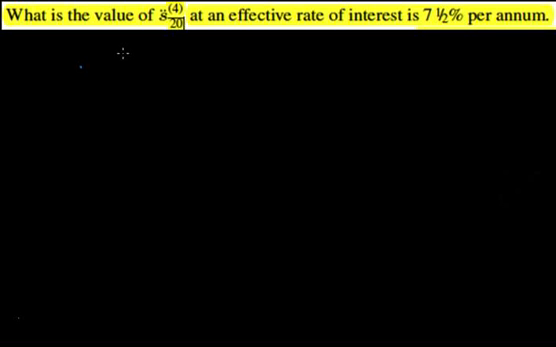Let's answer this question. So, this is a series due. Essentially, it's like an annuity. It's just, instead of what's the future value of the annuity, it's what's the present value of the annuity. Instead, this is the future value of the annuity. Okay, what is the value of a series due, payable every quarter for 20 years at an effective rate of interest of 7.5% per annum?